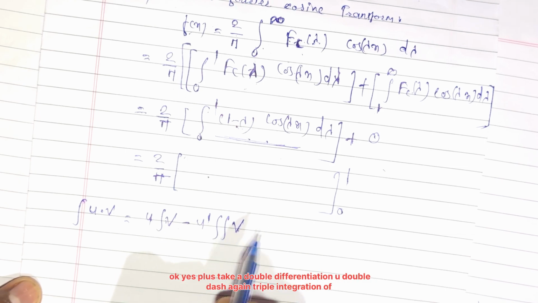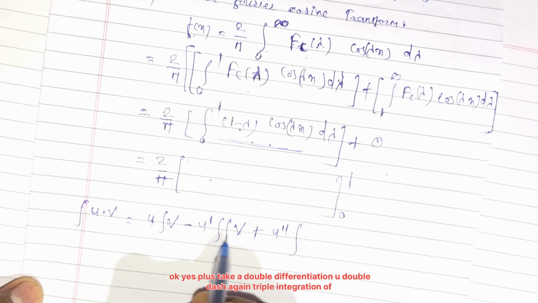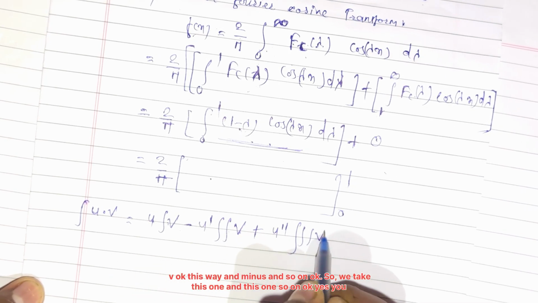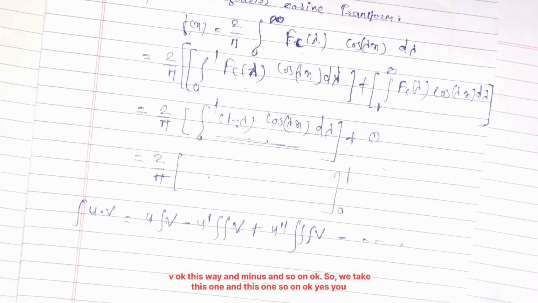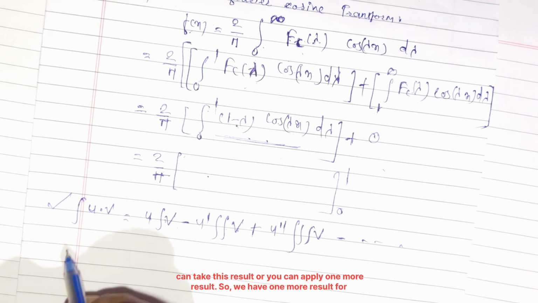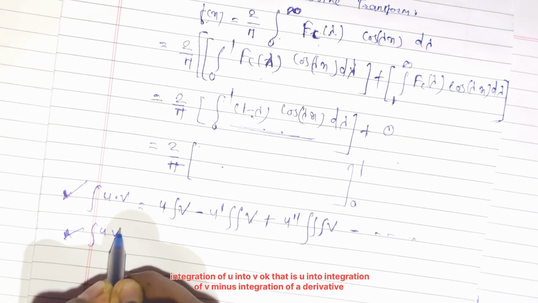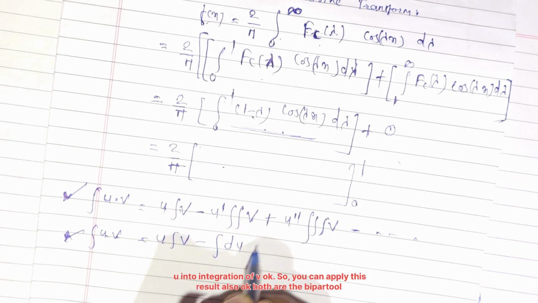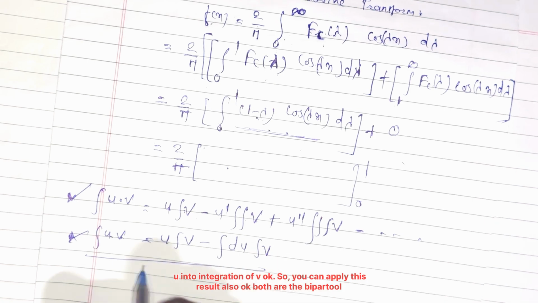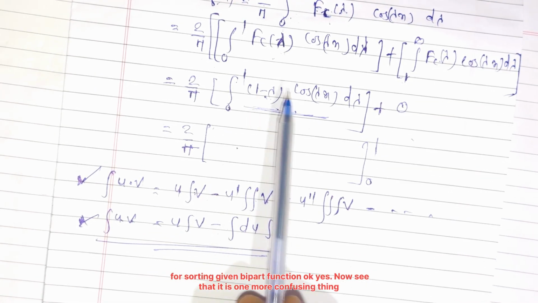Plus take a double differentiation u double dash, again triple integration of v. This way, and minus and so on. You can take this result or you can apply one more result. So we have one more result for integration of u into v, that is u into integration of v minus integration of a derivative of u into integration of v. So you can apply this result also. Both are the by-parts rule for solving given by-parts function.